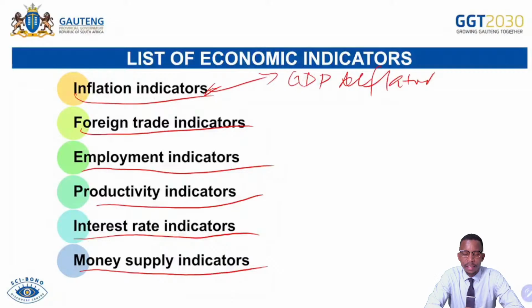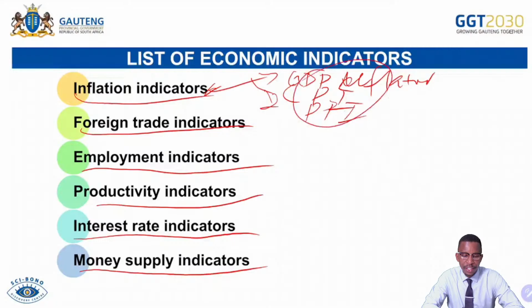It's one of the indicators here, where nominal GDP figures are converted to real GDP figures in order to reflect the economy. And then also we talk about the CPI, the consumer price index, and the PPI, which is the producer price index. These are the main indicators that are discussed under inflation indicators.